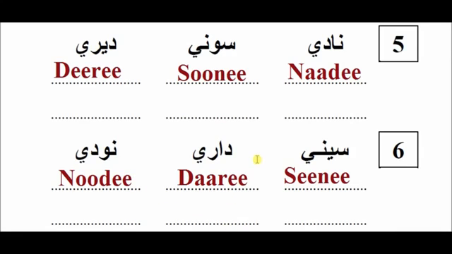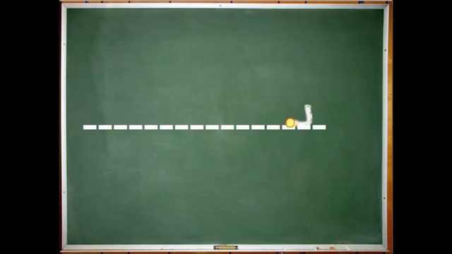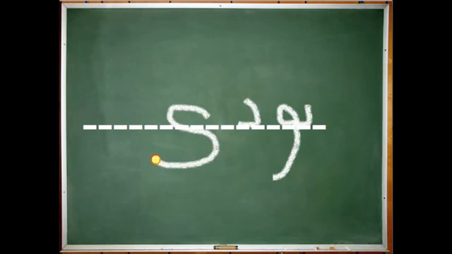Next word said Nudi. Nudi. Written. We have the noon connecting to the wow because the noon is a connector, followed by the daal, nud, then we have the ya at the end. Two dots below the ya, and the dot on the noon.